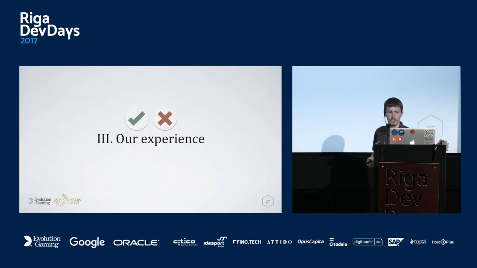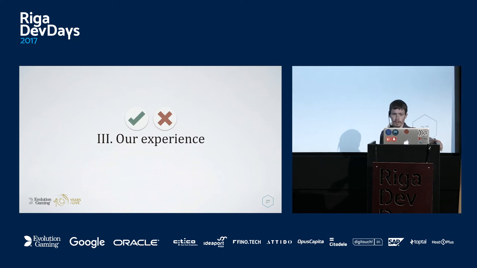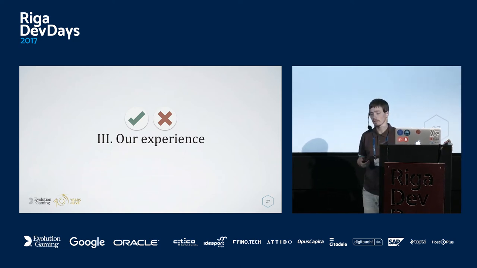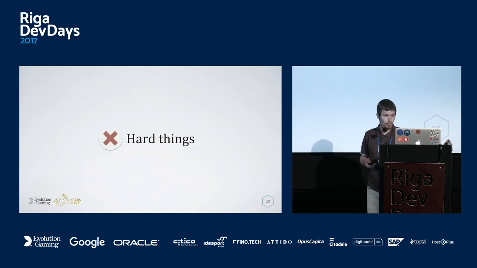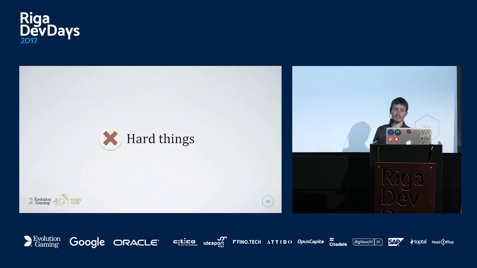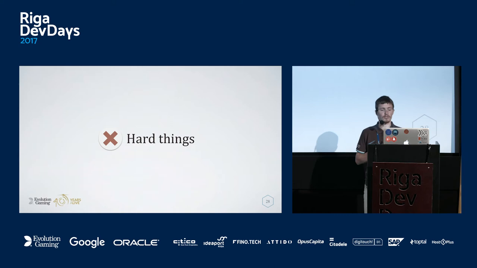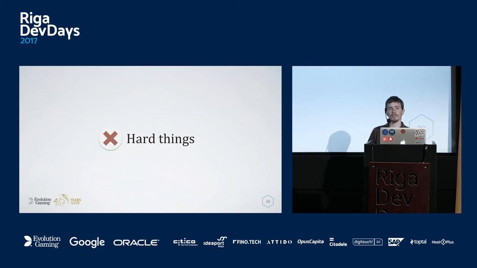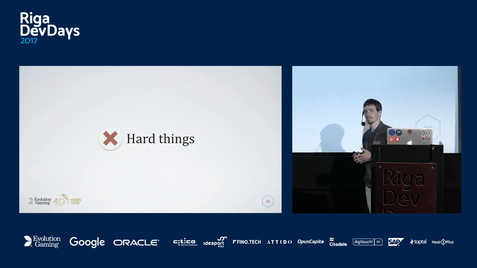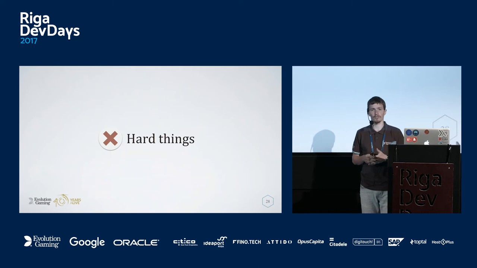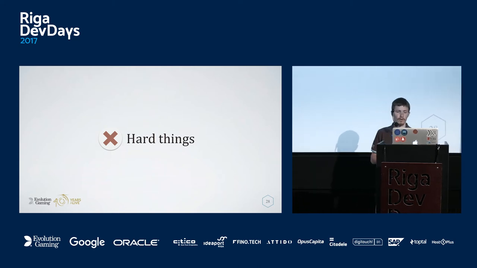So, the main section, our experience. What results and ideas can we share after a year of working with ScalaJS in production. I'll start with hard things. This is probably the best word I could come up with for this section because many of the points here are not really disadvantages, not bad. They're just things you may not expect at first and you just have to get used to along the way.